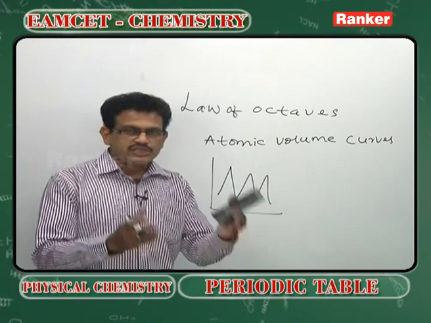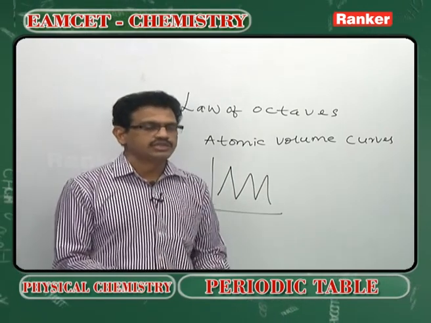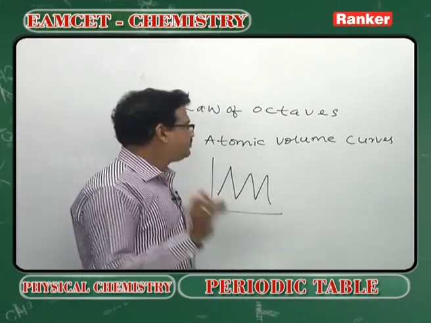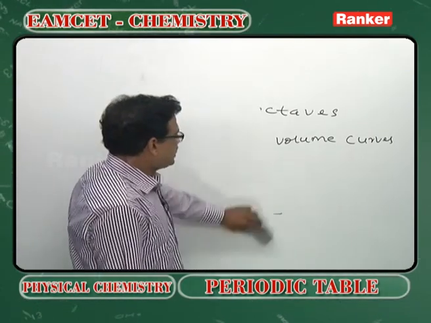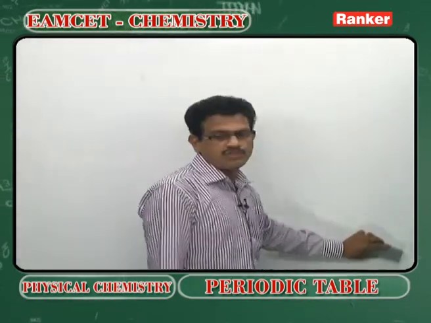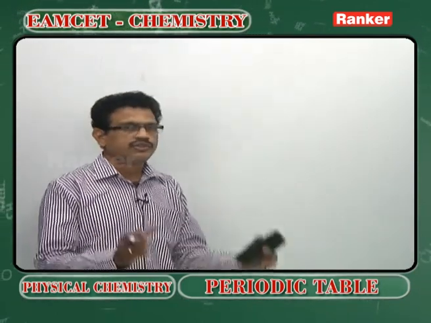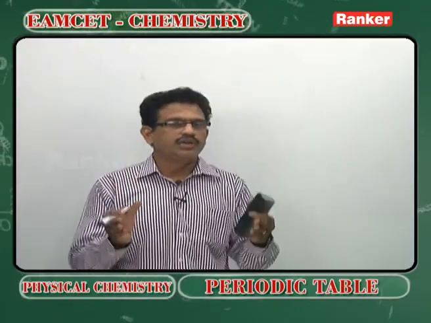Later, for the first time, a Russian scientist by the name Mendeleev classified the known elements of that time. Almost 63 elements were known then. He could classify the known elements for the first time in the form of a table.